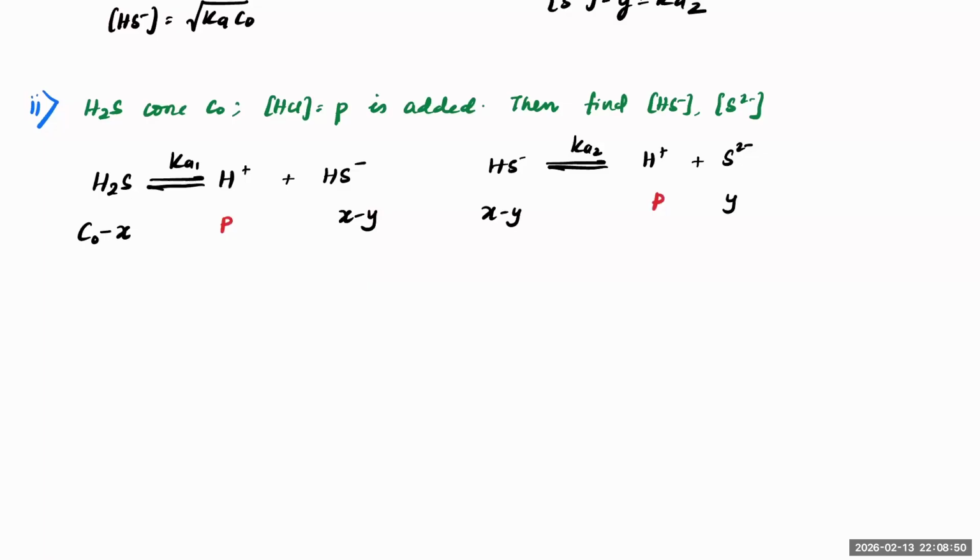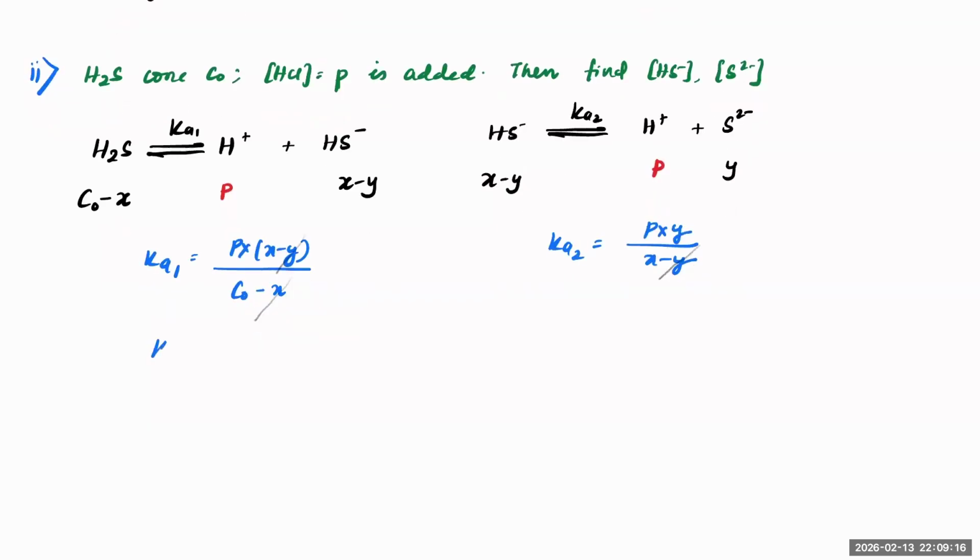Now you can write the K values. Ka1 is equal to P into x minus y divided by C naught minus x, while Ka2 will be equal to P into y divided by x minus y. Now ignore the terms here. x you can ignore, y you can ignore, x minus y you can ignore here. So from here, you know that Ka1 is equal to Px by C naught.